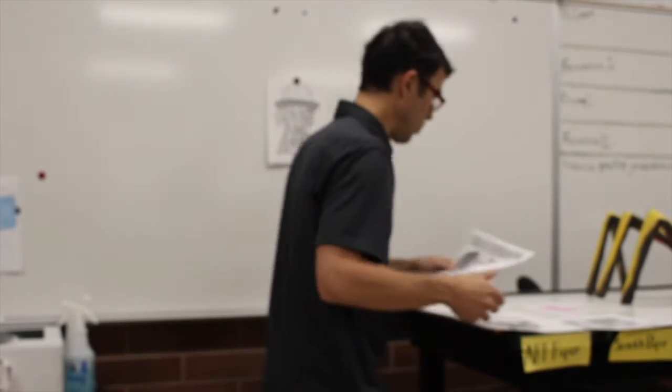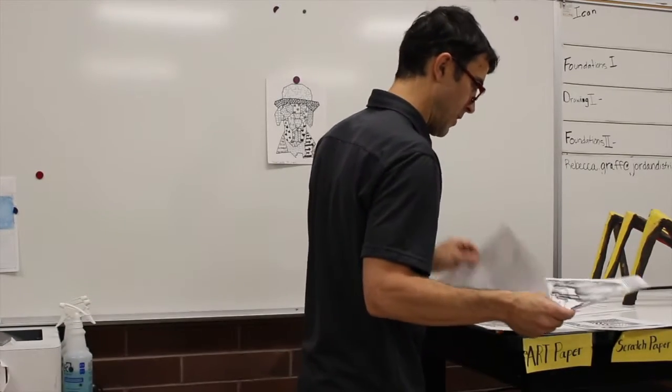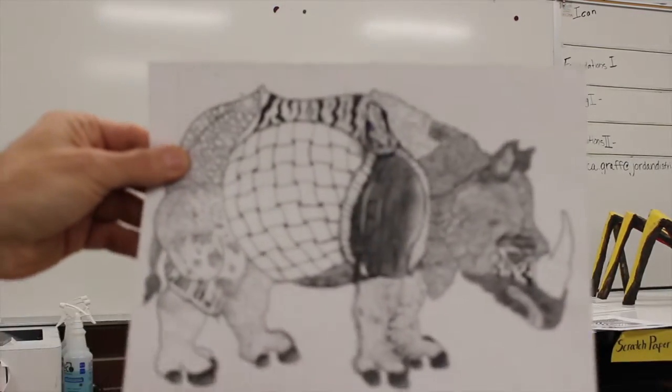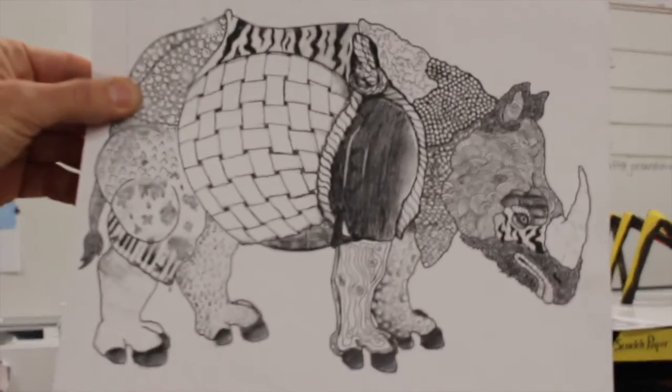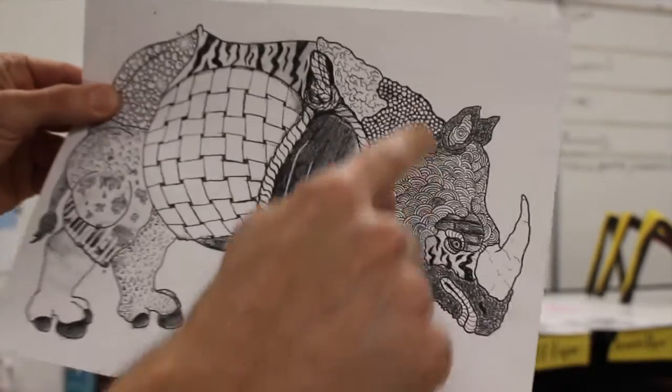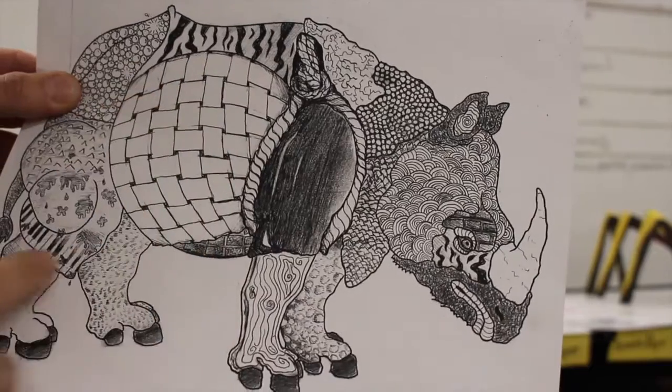Well, we're going to do texture, and that's going to come out looking things like this. You see that? So now, create your own rhinoceros with your own texture. All kinds of patterns in there, weaving texture. So what is texture?